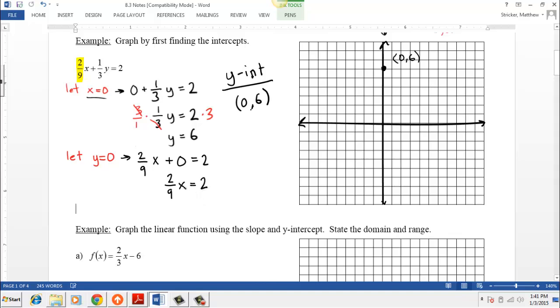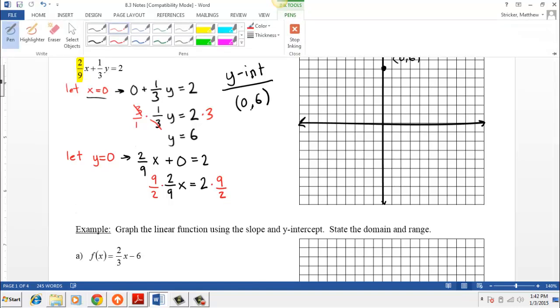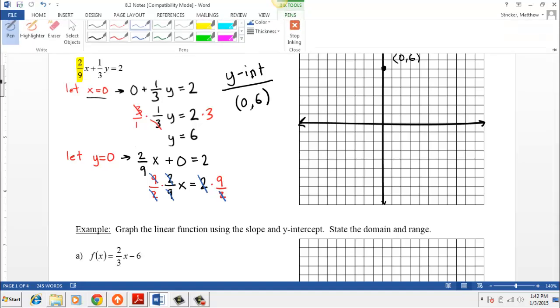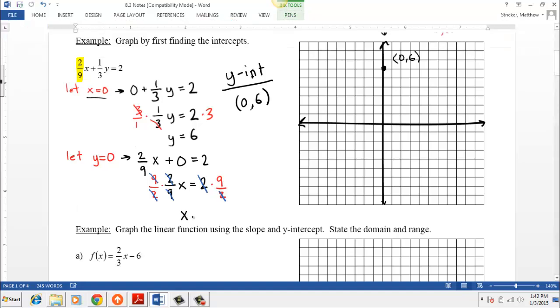equals 2. And if we're trying to get x by itself, we're trying to solve for x, here's where we want to multiply both sides by the reciprocal again. We want to multiply by 9 over 2, and on this side by 9 over 2. And what we see happen is on the left-hand side, the 9's and the 2's both cross-cancel, or divide out, and then on the right-hand side, the 2's divide out. And so what we're left with is x equals 9. So the x-intercept is the point (9, 0).